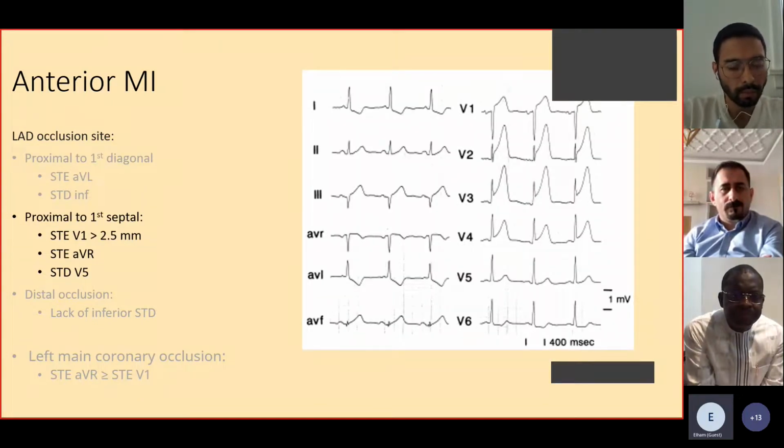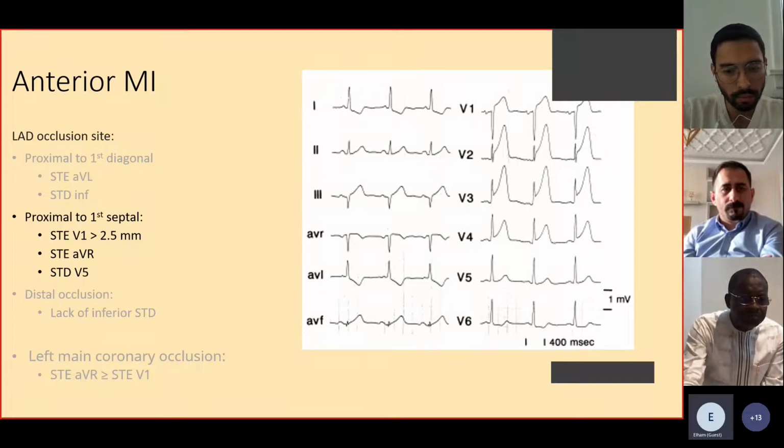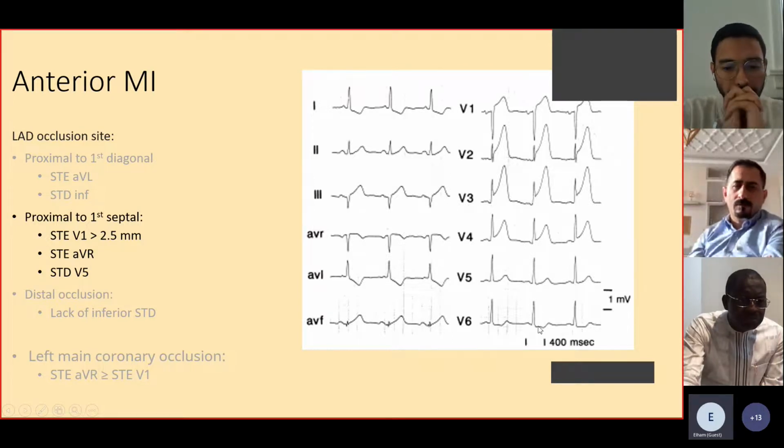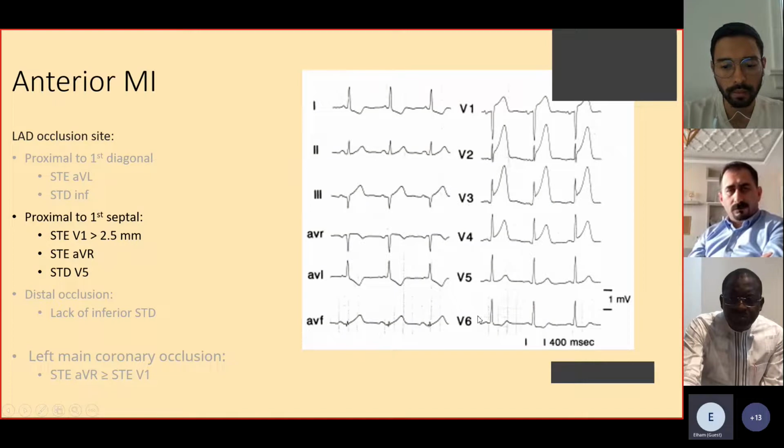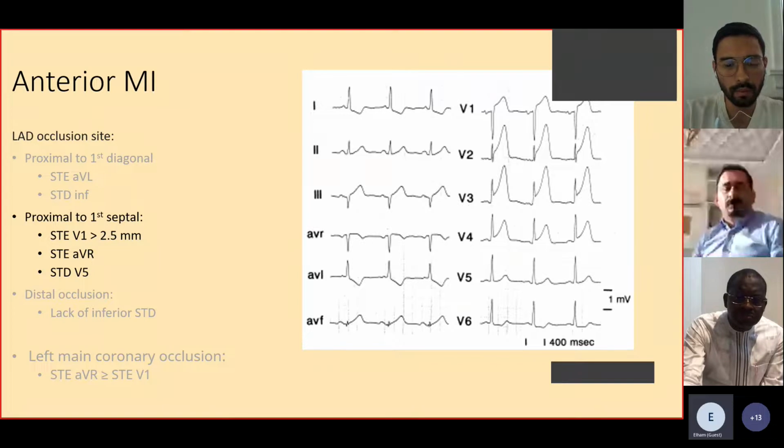If the occlusion is before the first septal branch, but after the first diagonal branch, we will see ST elevation in V1 and in the right-sided lead, aVR, in a standard surface ECG. And we will probably see ST depression in the lateral precordial leads V5 and V6. These 2 samples are ECGs from occlusions between the first diagonal and first septal, but not before both of these branches, because in some patients the first diagonal is the first branch, and in some patients the first septal is the first branch.